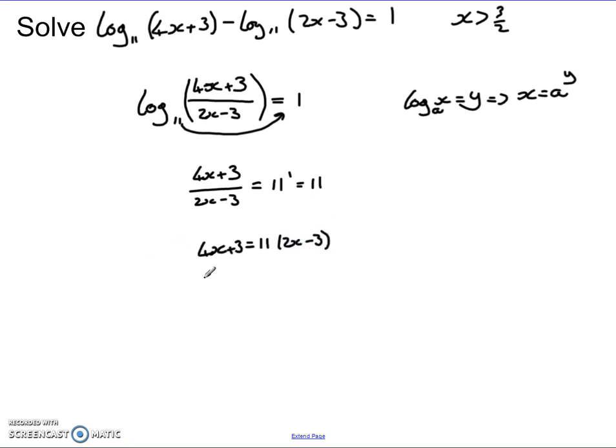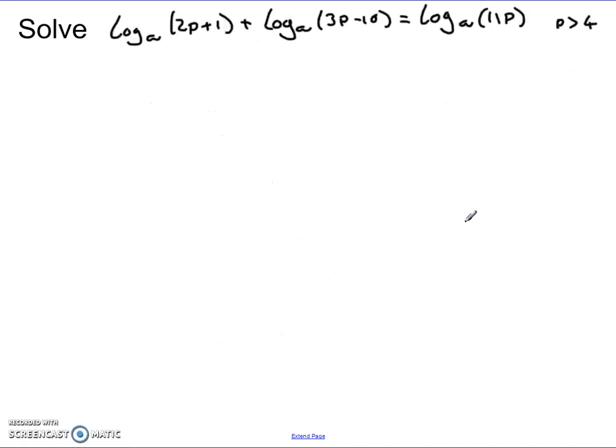This kind of equation, you'd be getting introduced to in S1. I'd expect you to be able to solve this by now. 4x plus 3, multiply out the bracket, 22x minus 33. All the x's on one side, all the constants on the other, and then you just take it from there. What you can then say is, fine, so that means 18x equals 36. Get it all together, divide both sides by 18, x is equal to 2. Lo and behold, a nice simple solution to that. Great.